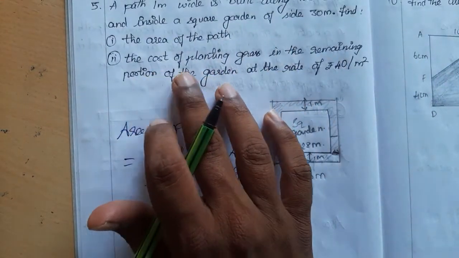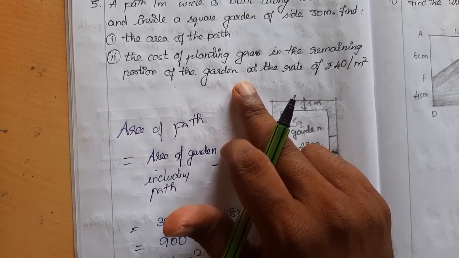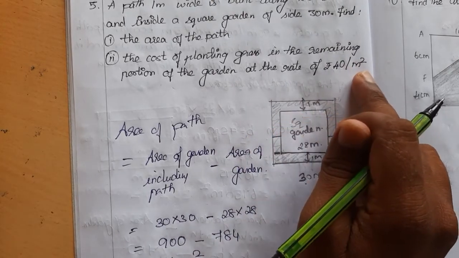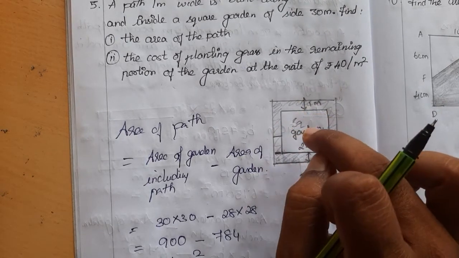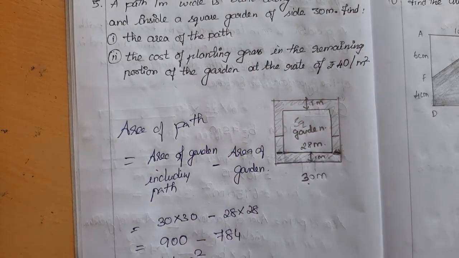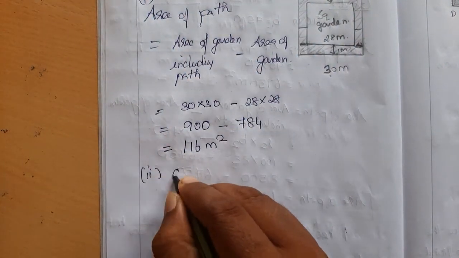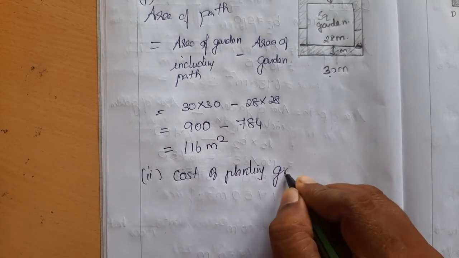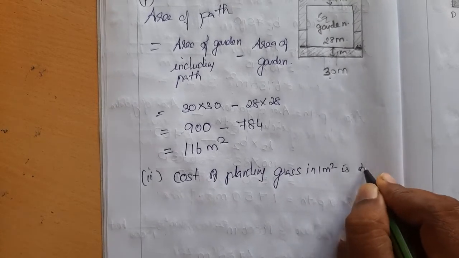So next we have to find the cost of planting grass in the remaining portion of the garden at the rate of rupees 40 per meter square. So in the garden they are planning to plant grass. It costs a rate of 40 per meter square. So this is for the first one, and for the second one, the cost of planting grass in 1 meter square is rupees 40.